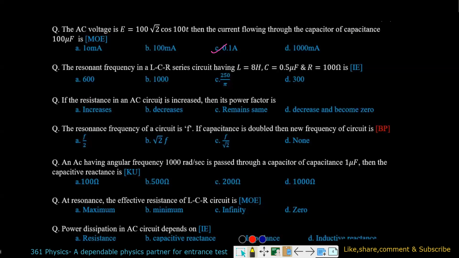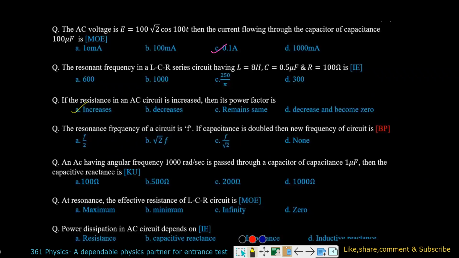If the resistance in an AC circuit is increased, then the power factor will increase. The power factor cos phi will be directly proportional to R. It is directly proportional to R. That's why obviously if you increase the resistance, the power factor increases.